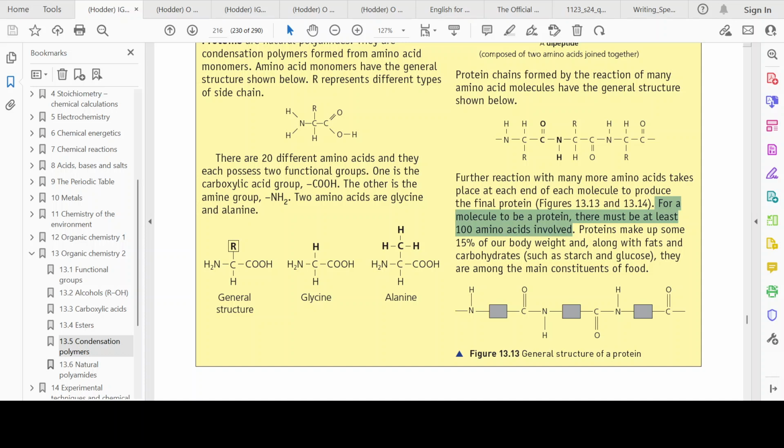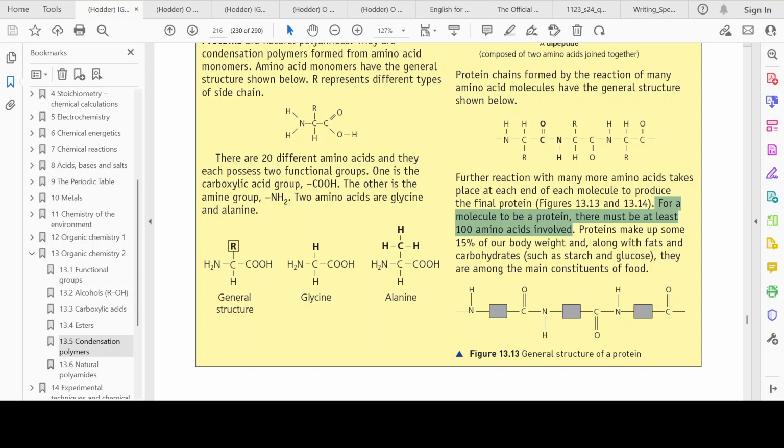So the smallest naturally occurring protein, again, naturally occurring, is a protein that is found in fruit flies. I'm sure you've all seen fruit flies, right? And that is 11 amino acids long. So that is the smallest naturally occurring protein.